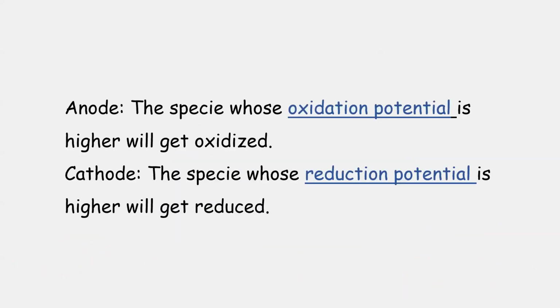Anode, cathode is there. At the anode, which reaction will take place? The species whose oxidation potential is higher will get oxidized, and at the cathode, the species whose reduction potential is higher will get reduced. As simple as that. If the oxidation potential is higher, then that will be oxidized. If the reduction potential is higher, then it will be reduced at the cathode.